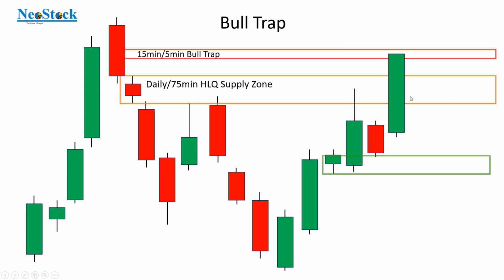And finally, what happened? All the bull orders are completely exhausted. There are no more long orders available, because the institutions keep on selling short orders. Now finally, there are no more long orders. Because of the selling pressure, see again what happened to the price. Again it pushed the market down. And finally, the prices came and closed inside the daily 75 minutes high liquidity supply zone.